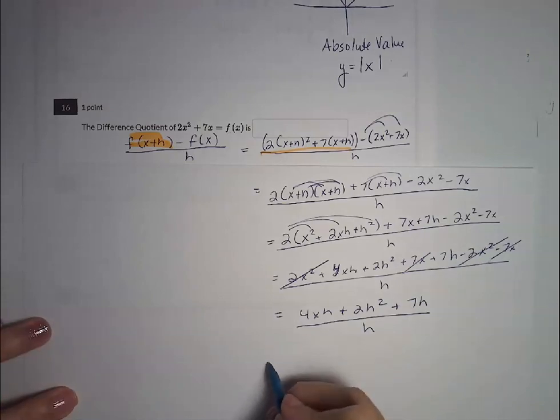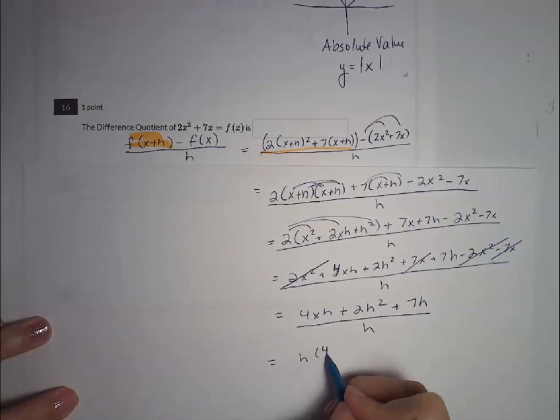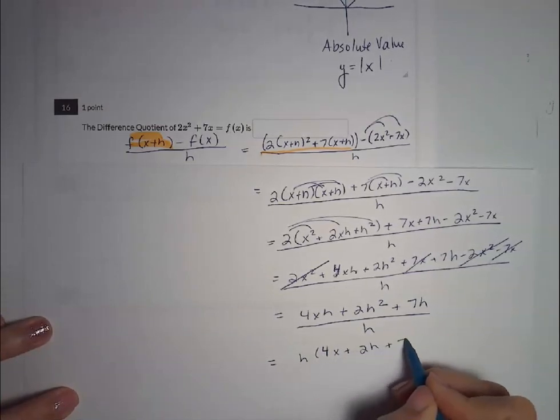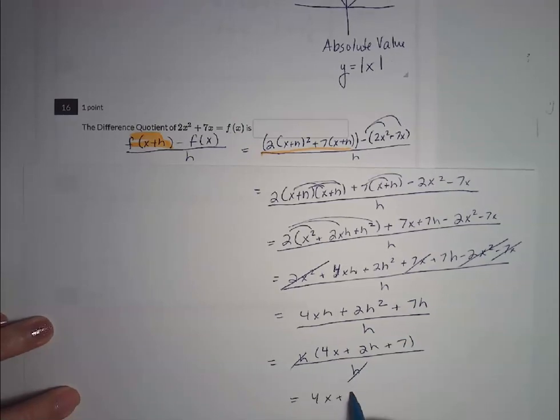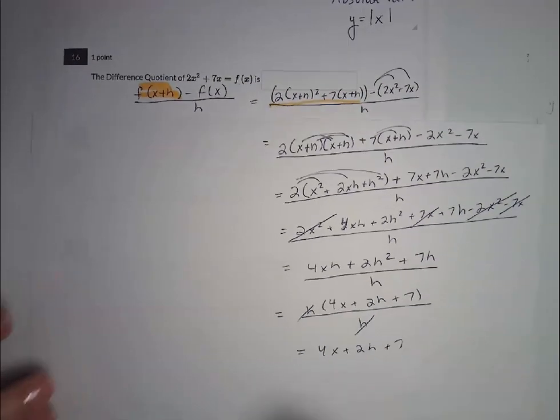But my last step is always just to factor out the h out of the numerator. And then I can simplify h divided by h is equal to 1. And I get 4x plus 2h plus 7. And that is my difference quotient.